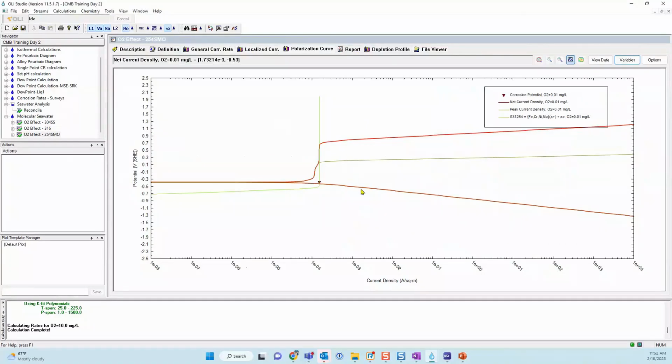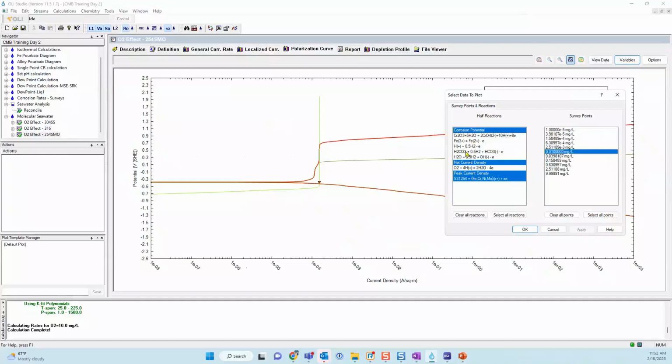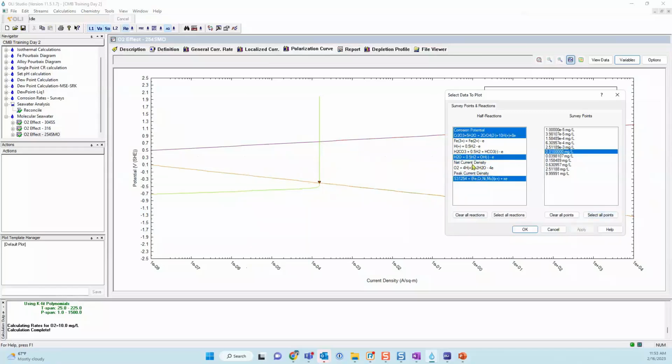So this net current density, as you remember, is the contribution of all the cathodic reactions, right? So if I add my oxidation of this chromium oxide, the reduction of water, this is the addition of all of these. The net current density is the addition of all of these half reactions that are happening. So they start being added, and that's what you get, the net current density. Now, the peak current density is another algorithm that was created for the repassivation potential.